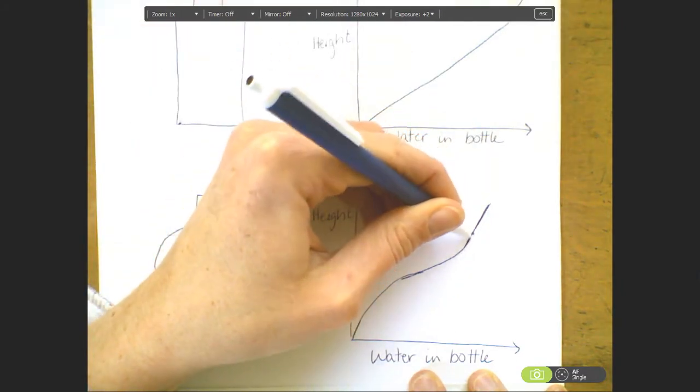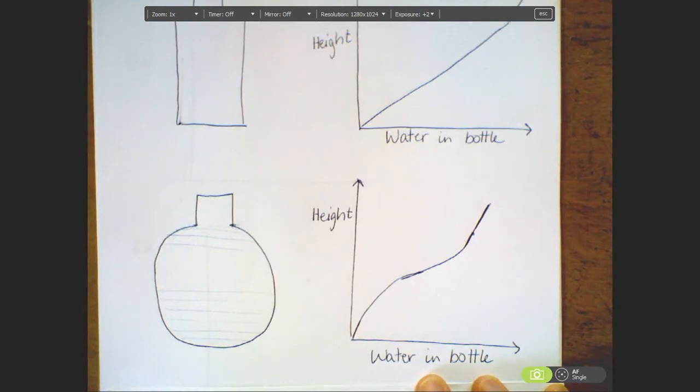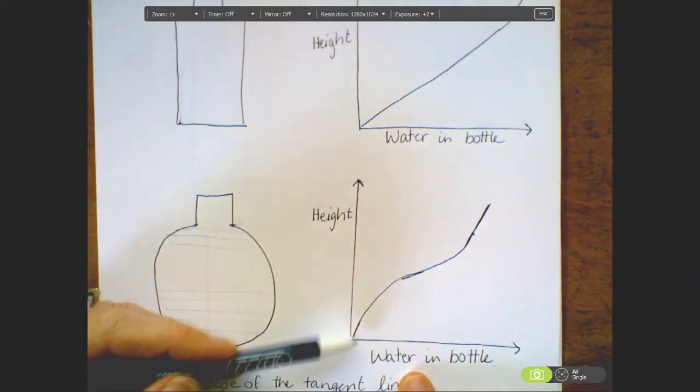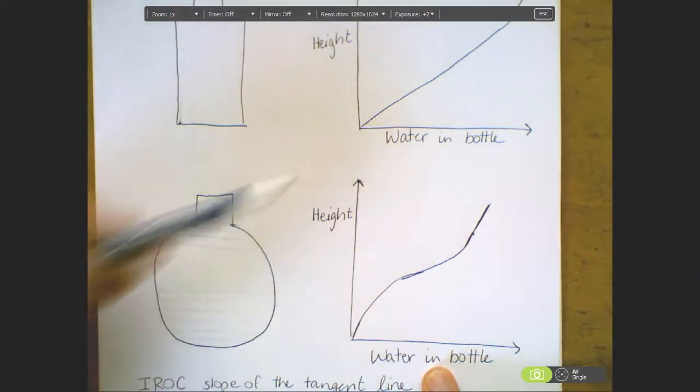This is increasing, increasing. So why are we talking about this? It's bringing up two different ideas. One is the idea of rate of change, which is what we've talked about before, because my rate of change, in fact, I'll just say the instantaneous rate of change is going to be the slope of the tangent line. And that's asking, for a 1 unit increase of water in the bottle, how is the height increasing?